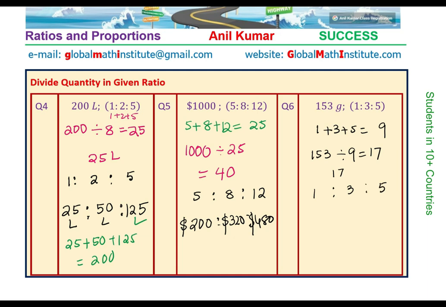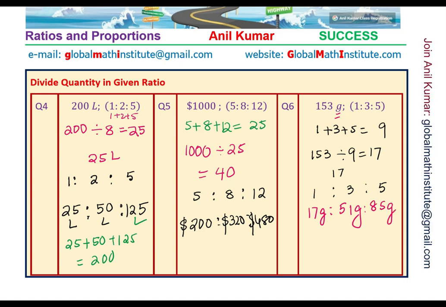Big numbers to multiply with. 17 times 1 is 17, right? So we got 17 grams. So don't forget the units. So we get 17 grams, right? 3 times 7, 21, so 51 grams. 5 times 7, 35, and 5 and 3 is 8, so 85 grams. So that becomes the final answer when we divide 153 grams in the ratio of 1 is to 3 is to 5. It's 17 grams is to 51 grams to 85 grams.